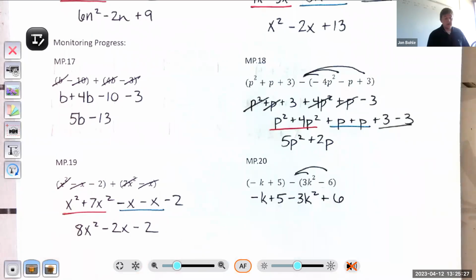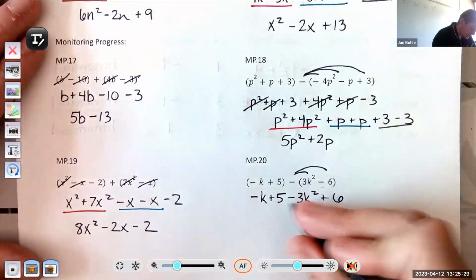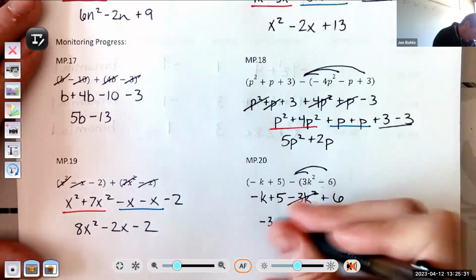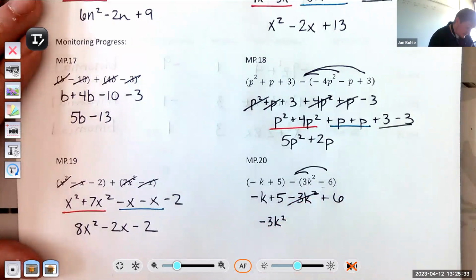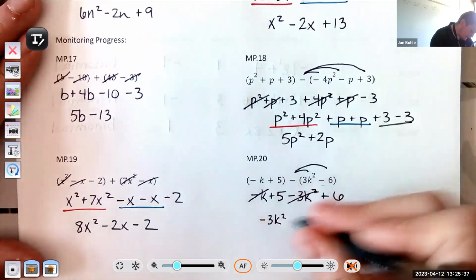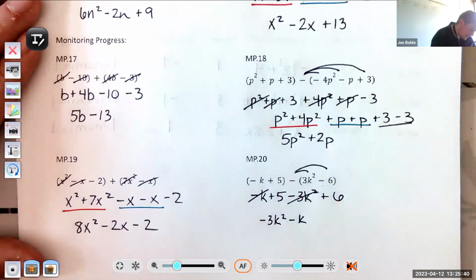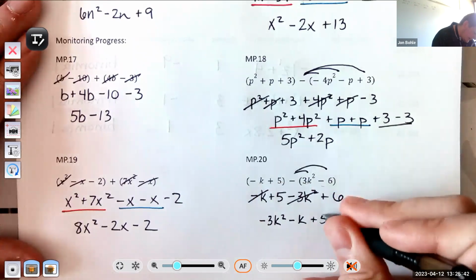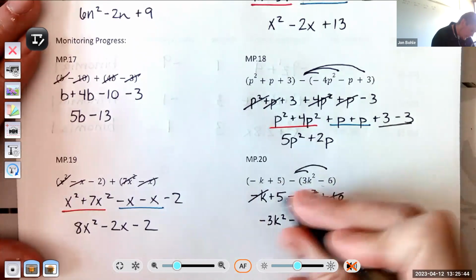Then I'm going to organize the parts that go together. -3k squared has no pair, so that's just what it is. -k, again, has no pair, so that's just going to be what it is. And then we have 5 and 6 are going to go together.